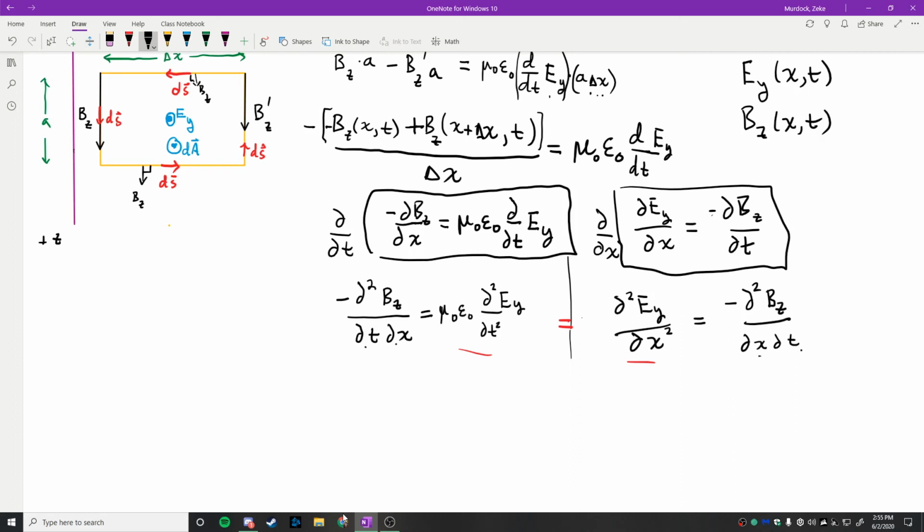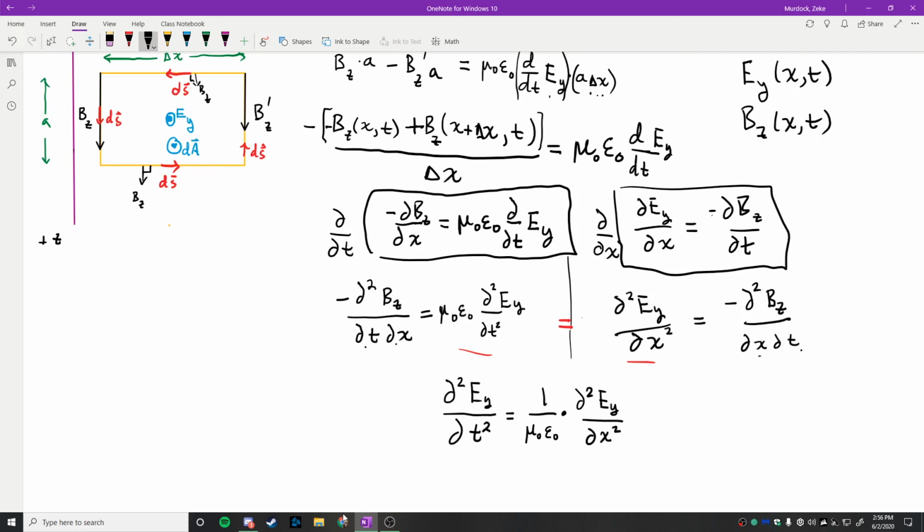I'm going to write it in a little bit different way. We're going to move this piece to the right-hand side. I'm going to say that if I take the second derivative of the electric field y component with respect to time, this is equivalent to 1 divided by mu naught epsilon naught multiplied by the second derivative of that same function, E_y, with respect to x. Okay? And now one other thing.